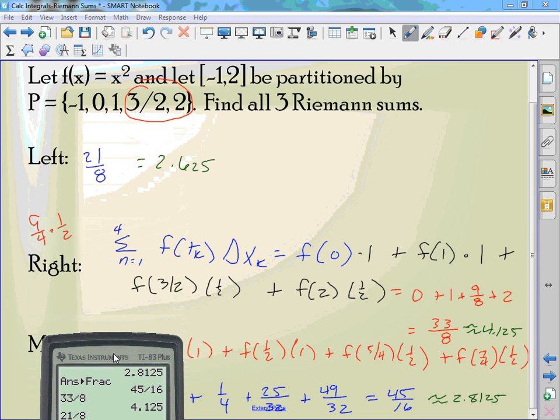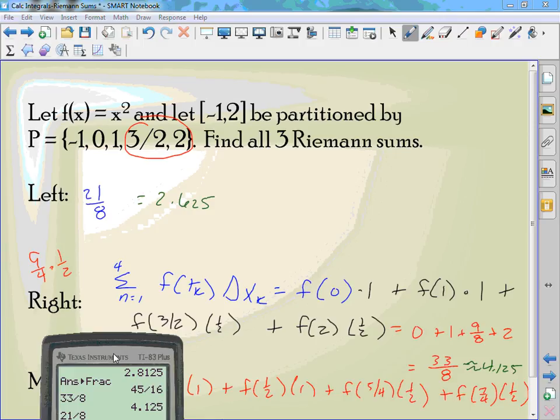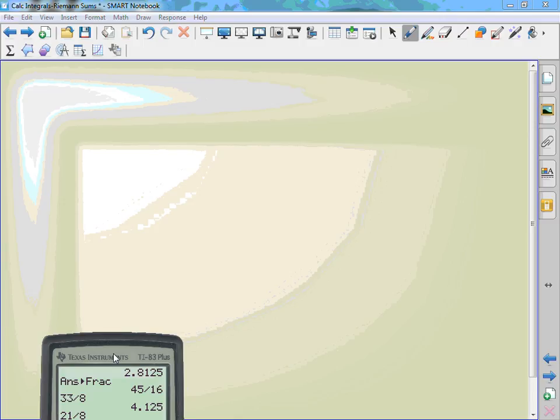Questions? What's that? Yeah, we're going to do another one. What do you mean, draw these? No, you're not going to have to draw the bars. The bars were just to help you visualize where the points are coming from.